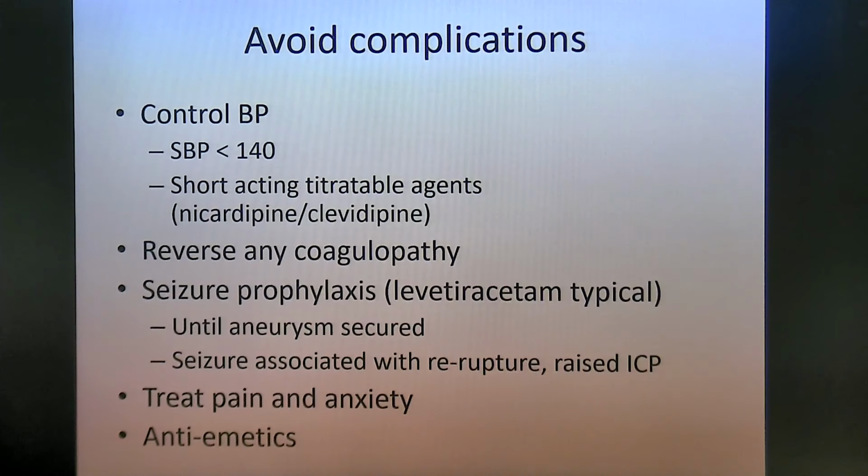It is very important to avoid complications early on and throughout the treatment of patients with an aneurysmal rupture leading to subarachnoid hemorrhage. The first thing to bear in mind is controlling systolic blood pressure. The goal is to keep the systolic blood pressure less than 140 millimeters of mercury.